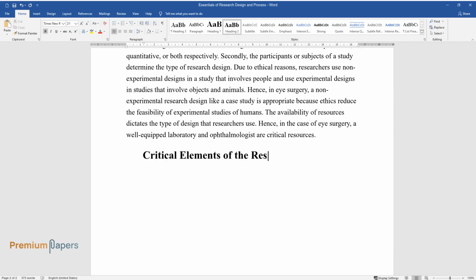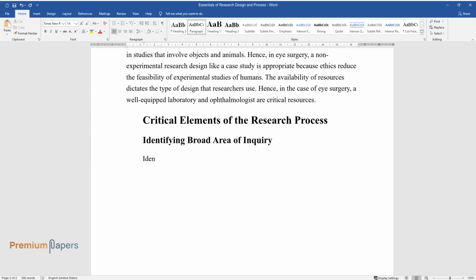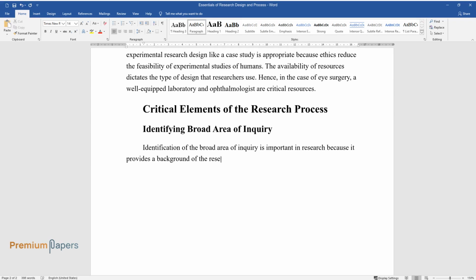Critical elements of the research process. Identifying broad area of inquiry. Identification of the broad area of inquiry is important in research because it provides a background of the research problem.